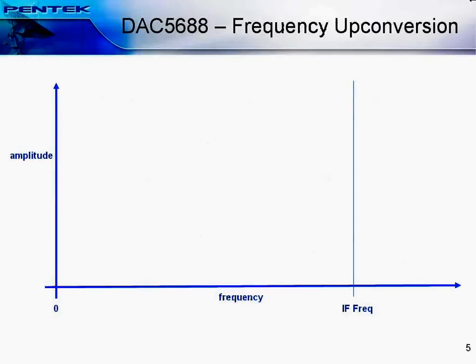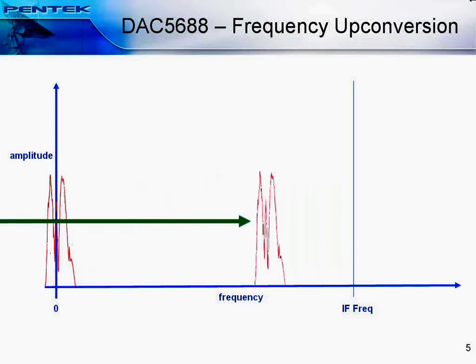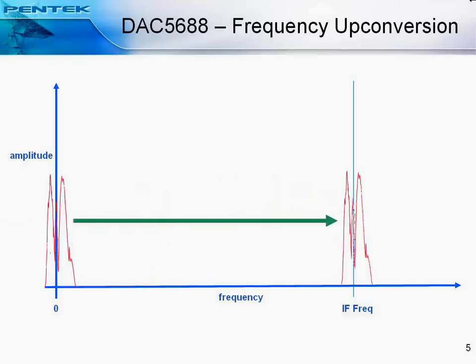Another feature of the DAC5688 is it's an upconverting D to A. So it can take a baseband frequency and it can convert that or frequency translate it up to a desired IF that can be chosen by the user.